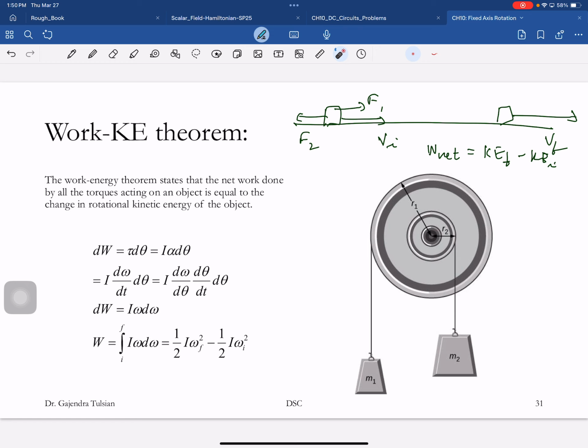There's a similar formula for rotational motion. In rotational motion, what do work? Torques do work. And so the work done by the torques shows up as change in rotational kinetic energy. So the work energy theorem states that the net work done by all the torques acting on the object is equal to the change in rotational kinetic energy of the object.